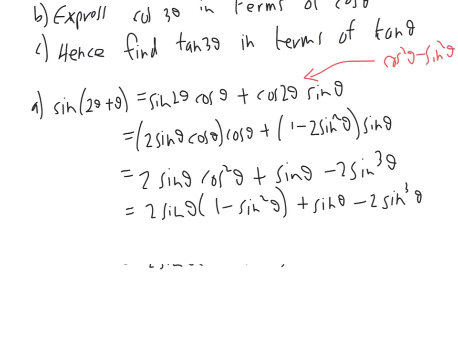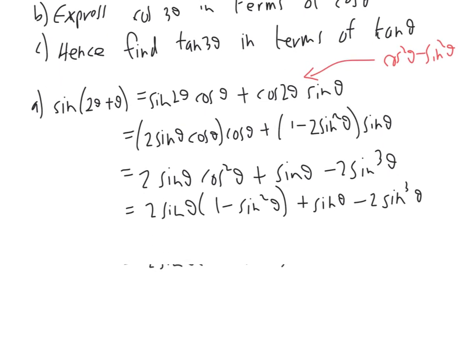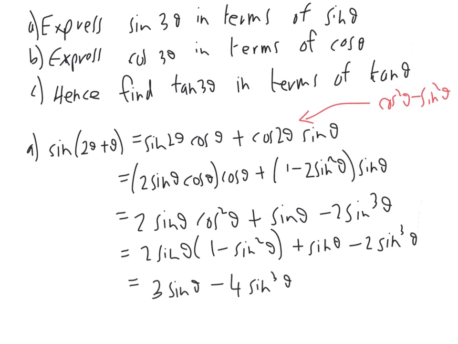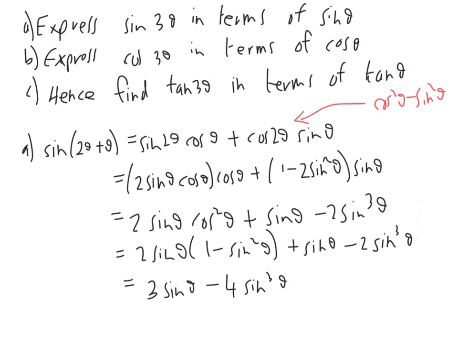And then if we simplify that, we end up with 2 sine theta plus sine theta, so 3 sine theta, minus 2 sine cubed theta minus another 2 sine cubed theta is minus 4 sine cubed theta. Now part B, that's it, okay, so we've broken sine 3 theta into just sine thetas.